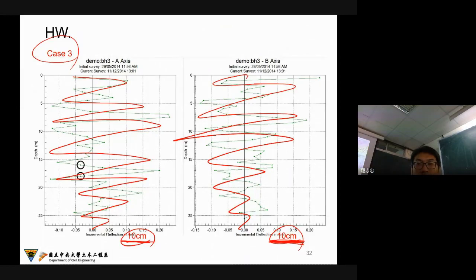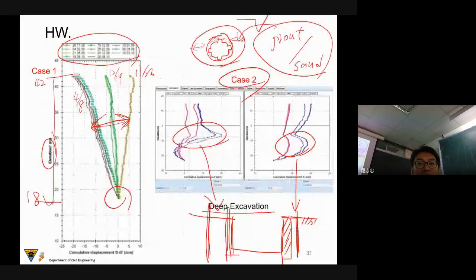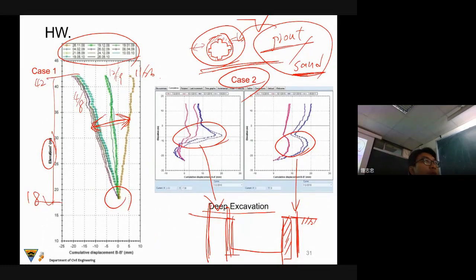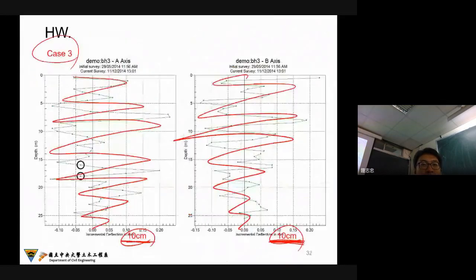So this will be the hint: due to the grout and the sand. I would like to ask all of our group members to find out the explanation for these three cases. First one here, second one here, and the third one here.